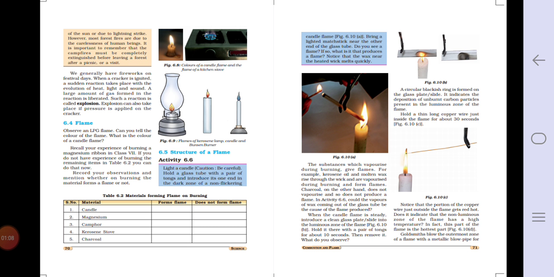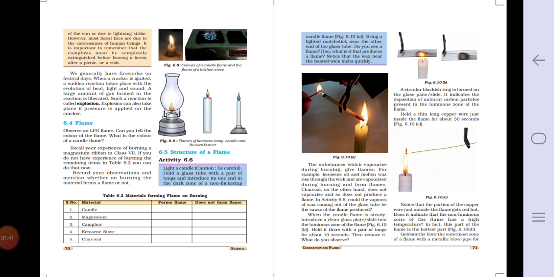Recall your experience of burning a magnesium ribbon in class 7th. If you do not have experience of burning the remaining items in table 6.2, you can do that now. Now this you can do, but we need a laboratory here for doing this. But whatever is possible with you, you can do this. Materials forming flame on burning. So candle we can write there, magnesium we have done in last year, so you can write about that. Camphor also easy to write.